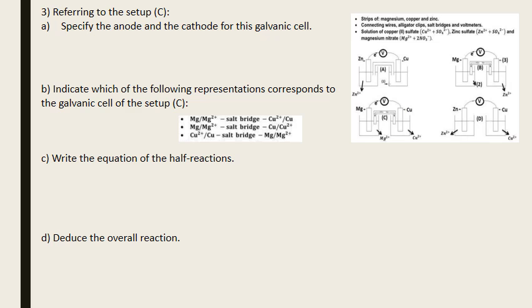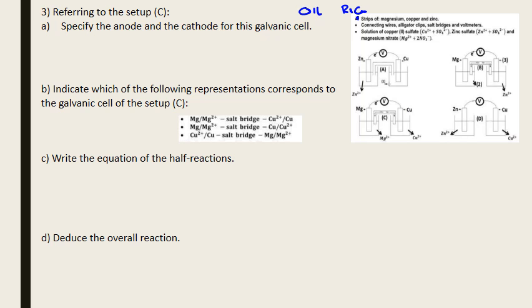Referring to the setup C, specify the anode and the cathode for the galvanic cell. Remember, the anode is the electrode where the oxidation reaction takes place. Oxidation is the loss of electrons. So remember OIL RIG. Oxidation is the loss of electrons, and the cathode is the electrode where the reduction reaction takes place, and reduction is the gain of electrons.